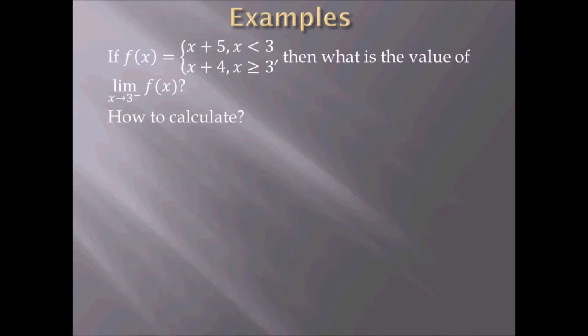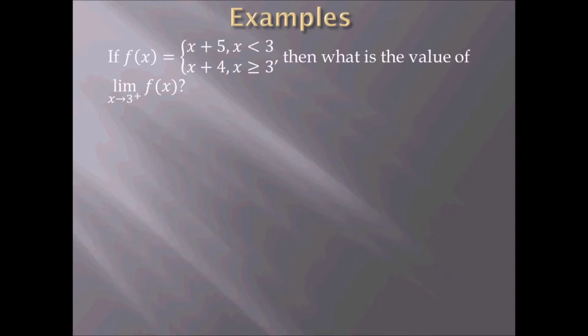How can you calculate that? Basically, since it's approaching 3 from the left, what matters is what's on the left side of 3. So we're going to use x plus 5 because that's on the left side of 3, and directly substitute 3 in, and you should get 8.